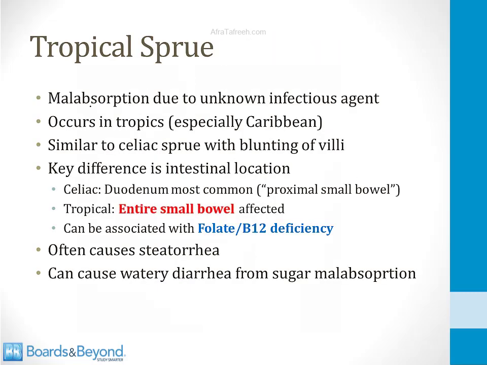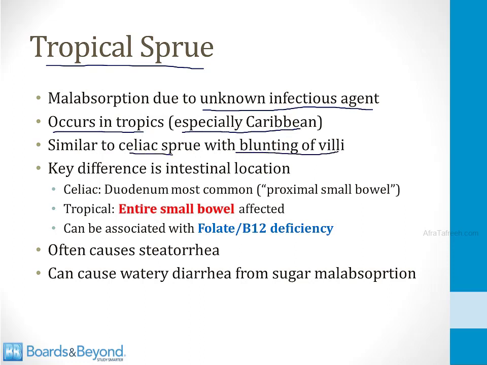Now let's talk about the other form of sprue besides celiac disease, and that is tropical sprue. This is a malabsorption syndrome due to an unknown infectious agent. It's believed to be related to an infectious agent because it responds to antibiotics, although no bacteria has ever been identified. It occurs in the tropics, that's how it gets its name, especially in the Caribbean, and it is similar to celiac sprue with blunting of the villi and many of the other histologic features.